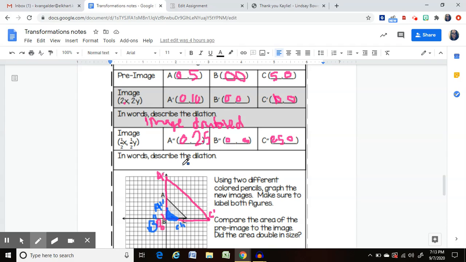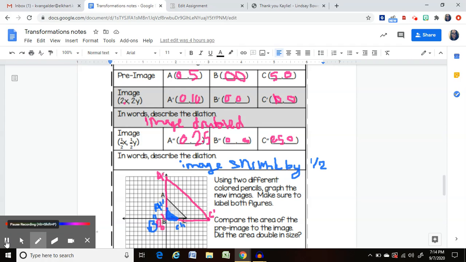So I could say the image was halved. I could say the image is half of the pre-image. I can say the image shrunk by 1/2 or 50%. There's a lot of ways I can word it. I'm going to say shrunk by 1/2. And then we have one more of these to go.